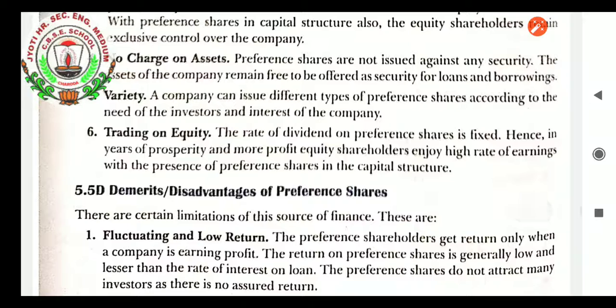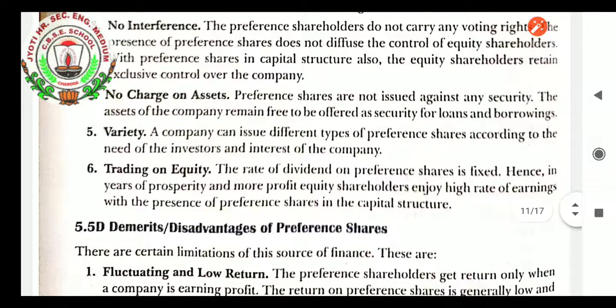Trading on equity. The rate of dividend on preference shares is fixed. Hence, in years of prosperity and more profit, equity shareholders enjoy a high rate of earnings with the presence of preference shares in the capital structure. So trading on equity is an advantage. If the company is earning surplus profit, instead of giving it to preference shareholders, as they are getting a fixed rate of dividend, the company can utilize it for investment in other activities.